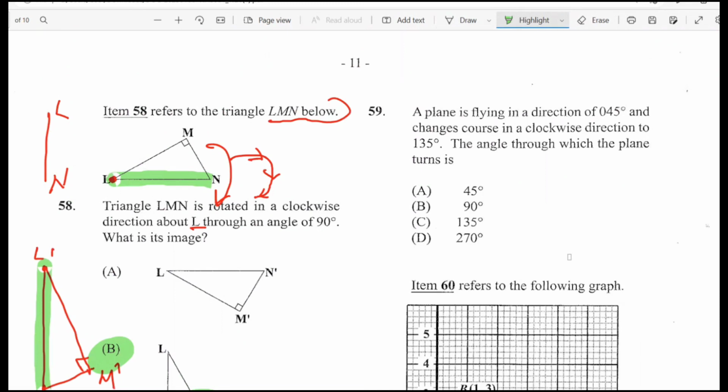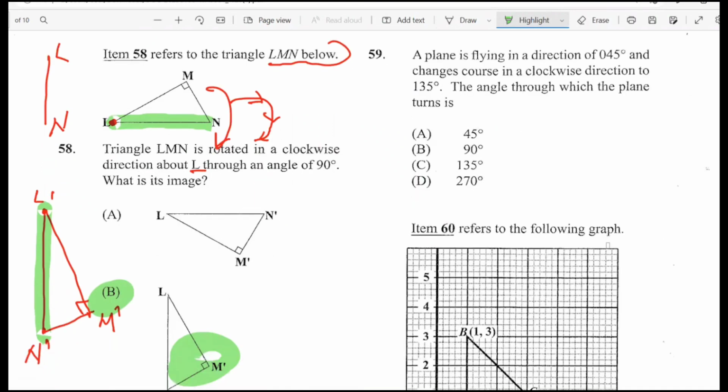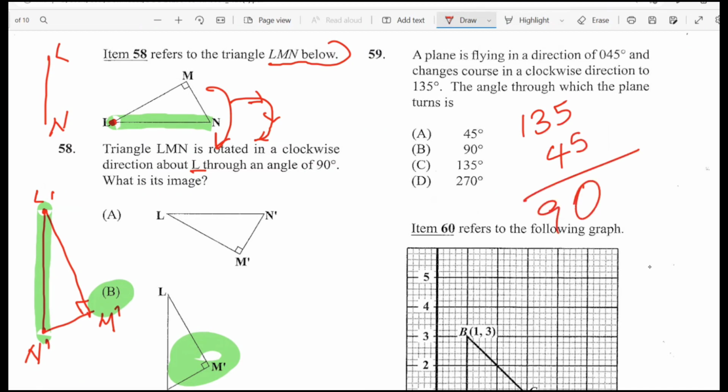'59. A plane is flying in the direction of 40 degrees and changes course in a clockwise direction to 135. The angle through which the plane turned. So it's a bearing, quick thinking. So we're suggesting that what you could do is to subtract the two. All right. So if you have 135 and you subtract that 40, it's going to tell you the angle through which it turned, and you'd have got 90 here.